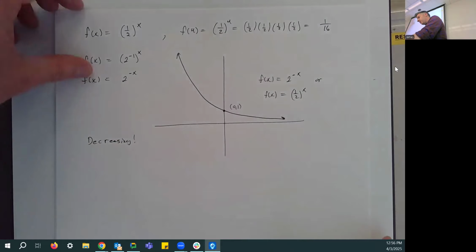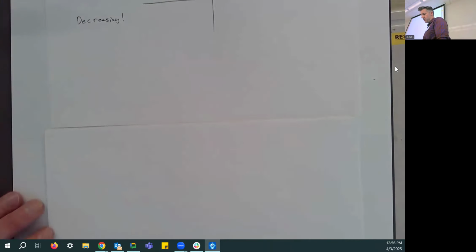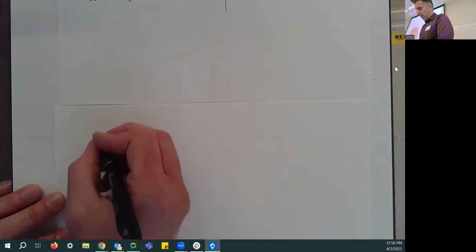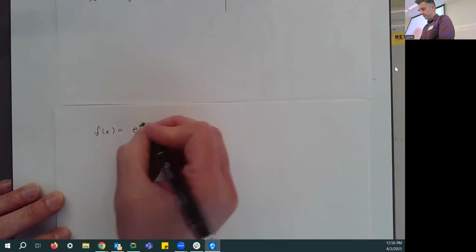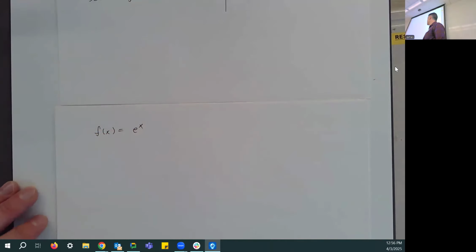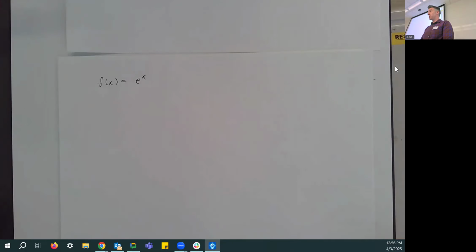Okay. And then there's one more that's probably the most important one. Probably, maybe, I don't know. It's a matter of opinion. f of x equal to e to the x. So e is a super important number. It comes up all the time. It's referred to as the natural base.